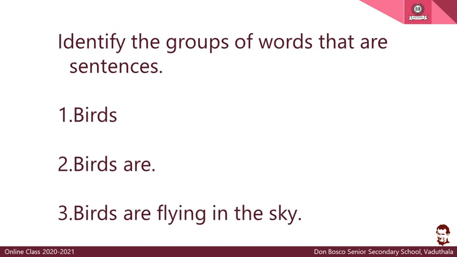Now going on to the third one. Birds are flying in the sky. Now we are able to understand what the sentence is conveying. There is a sense. It is not just a group of words. It is conveying a complete sense. And the capital letter is there in the beginning, and there is a full stop at the end also.